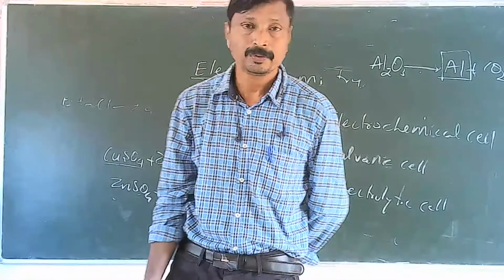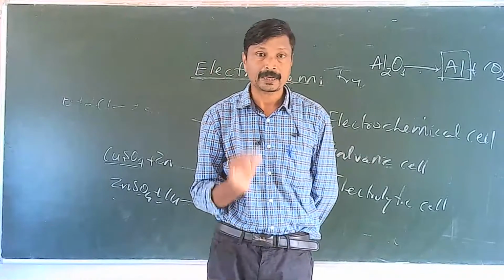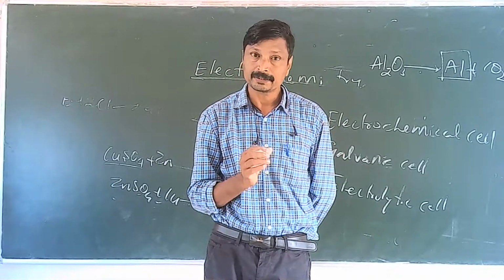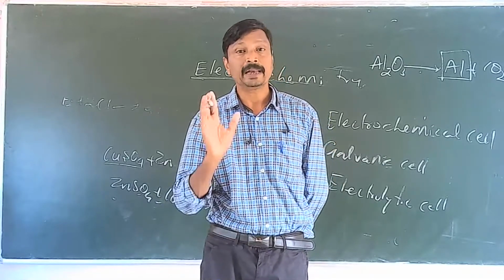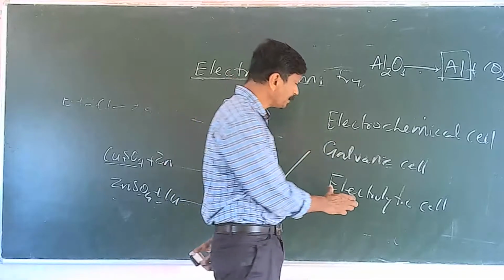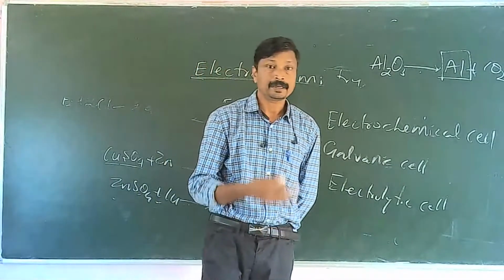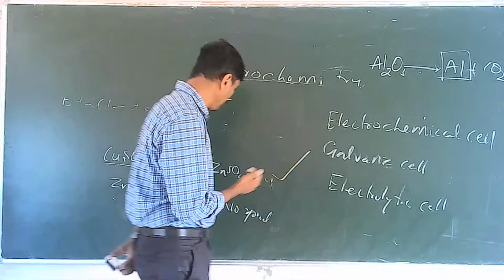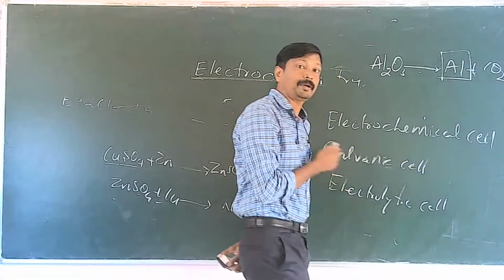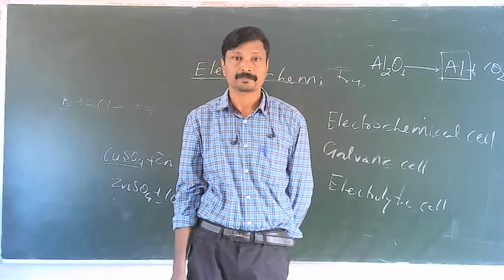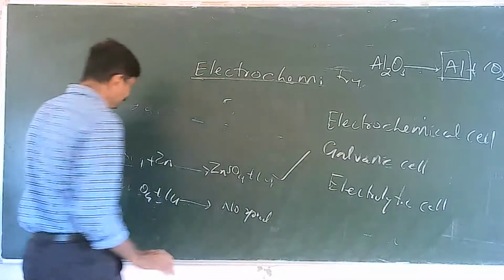So the electrochemical cells are of two types. One is the galvanic cell, which converts the energy released in a spontaneous redox reaction into electric energy. And the other is the electrolytic cell. The electrolytic cell brings about a non-spontaneous redox reaction by using electrical energy. Okay, so we shall discuss in detail.